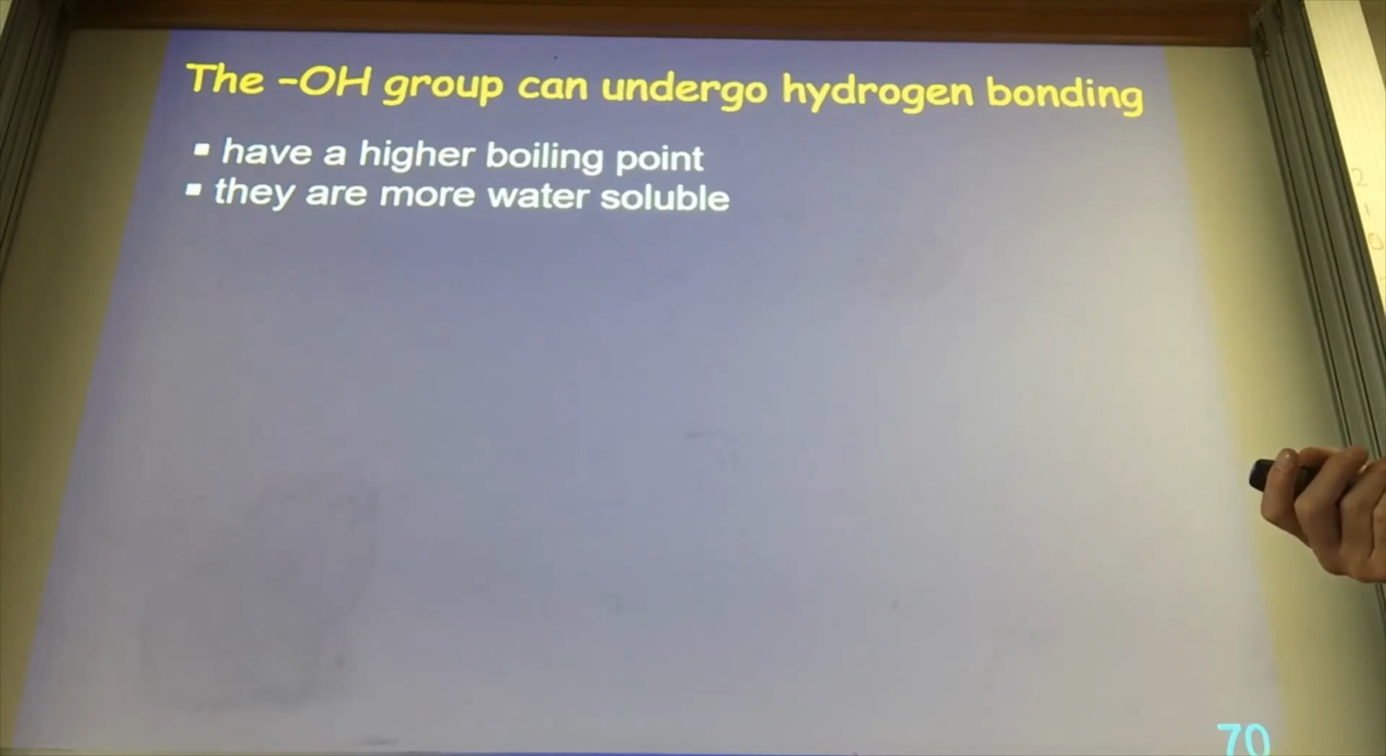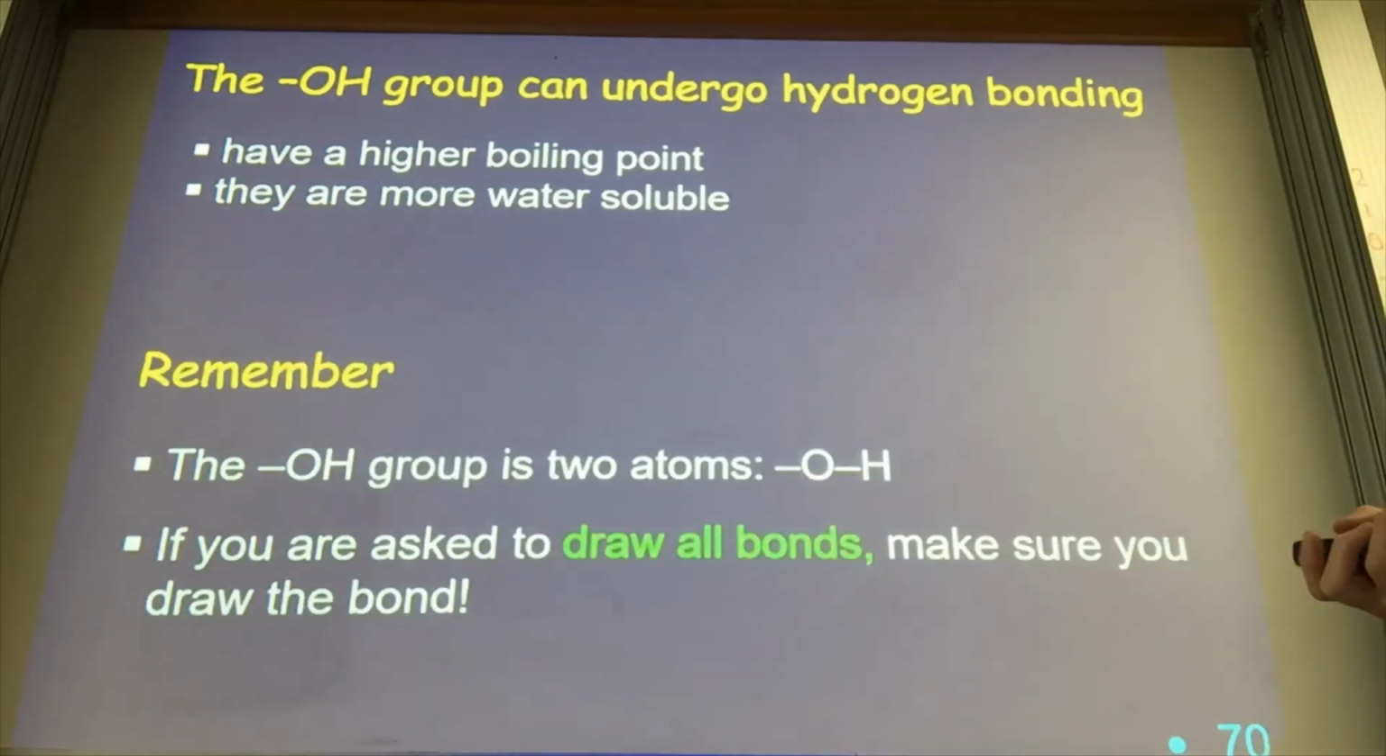The hydroxyl group, of course, can undergo hydrogen bonding, and that gives alcohols their distinctive properties. It gives them a higher boiling point and increases their water solubility. Now when you're drawing alcohols, draw the OH group out. If you're asked to draw a full structural formula, draw all bonds. It's really easy just to forget that little bond, just write OH on the end, and it'll lose you a mark.